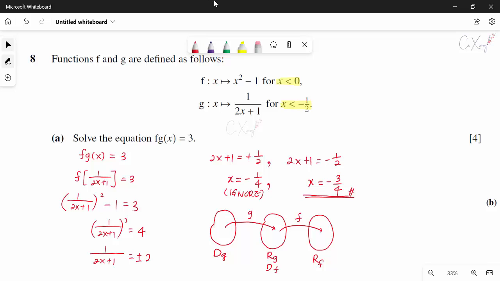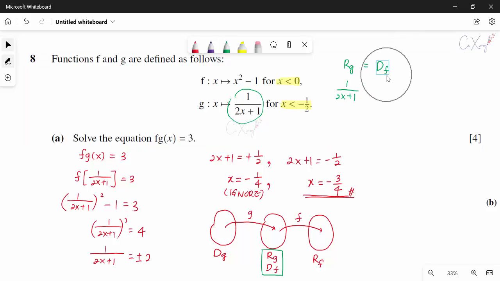Okay, all right. So we have an important result here where the range of g is equal to the domain of f. So I write again, the range of g should be equal to the domain of f. Agree or not? Because we are having the composite function. All right, so the range of g, what is the range of g? So the range of g generally refers to this function. So it will be 1 over 2x plus 1.